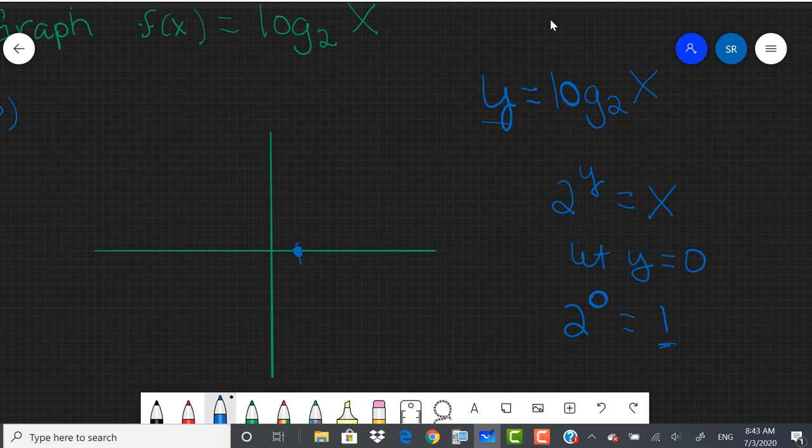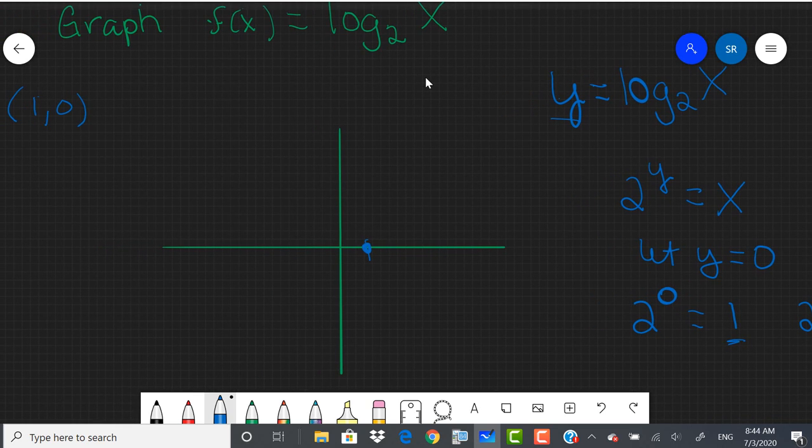My next number I'm going to punch in is, I'm going to go ahead and let y equal 1. So 2 to the first power, of course, equals 2. So my next point I'm going to graph, remember, it's switched around. So it's going to be 2, comma 1. So be careful where you're putting your y and your x value. So at 2, I'm going to just be up 1.